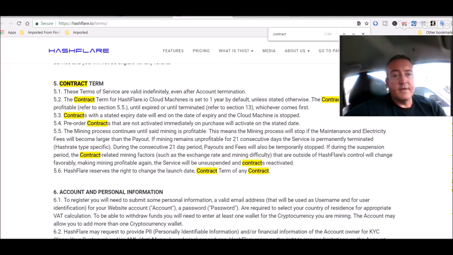And it's in their terms, which again, it took me a little bit. I actually had to Google to find it. I couldn't get to it on their website. But anyways, so that's that with Hashflare. Let's see what my mining rigs did.